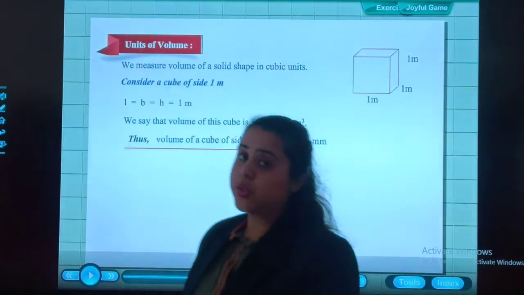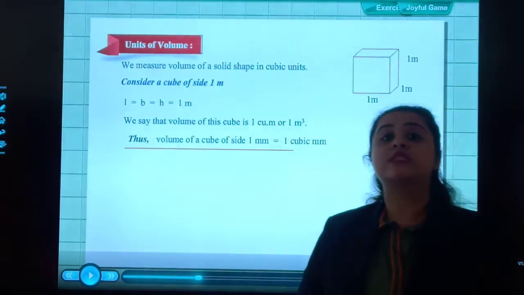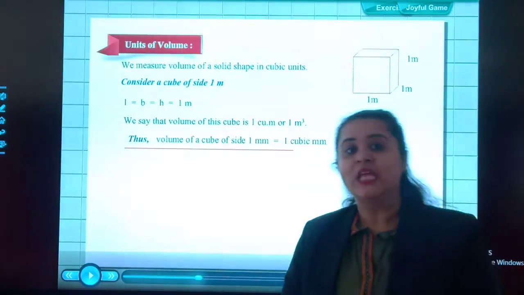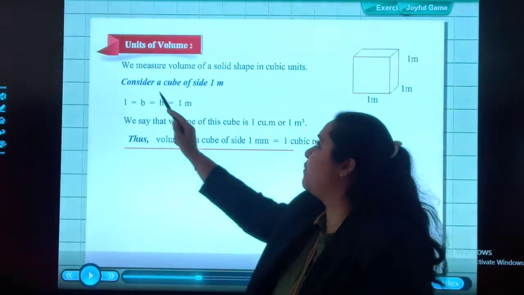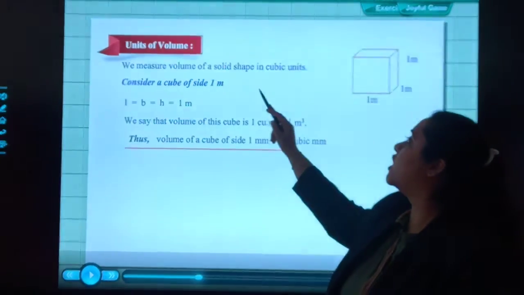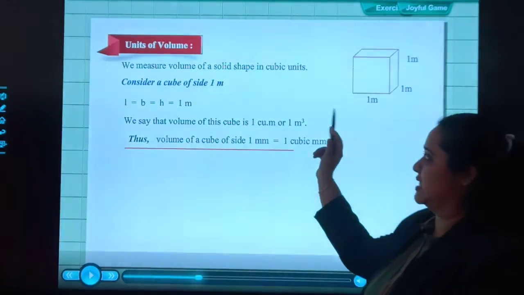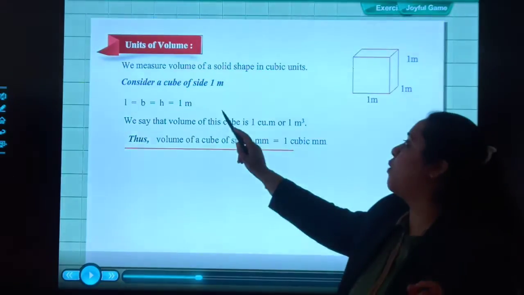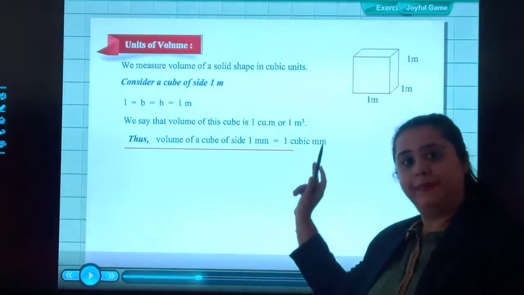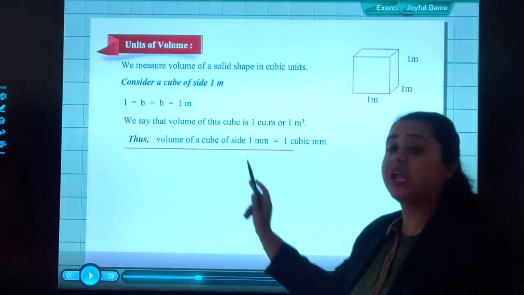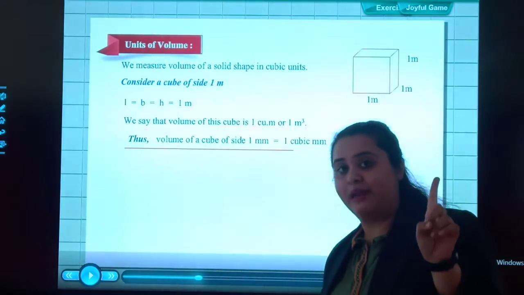Students, we need to remember that the volume is always calculated in cube. We measure volume of a solid shape in cubic meters. Consider a cube of side 1 meter. Length, width and height all will remain 1 meter.